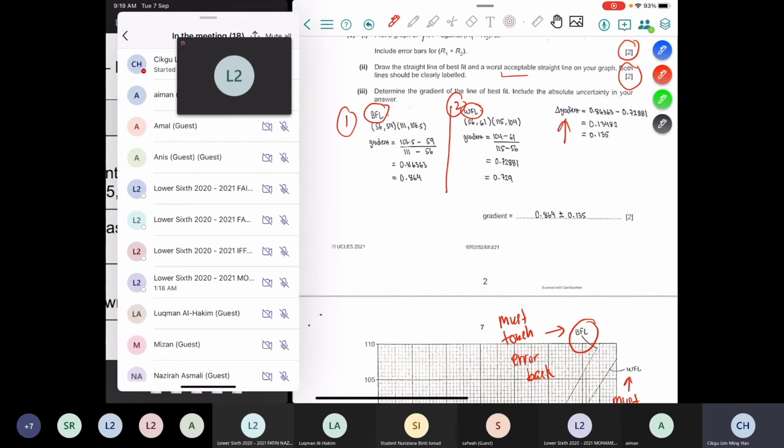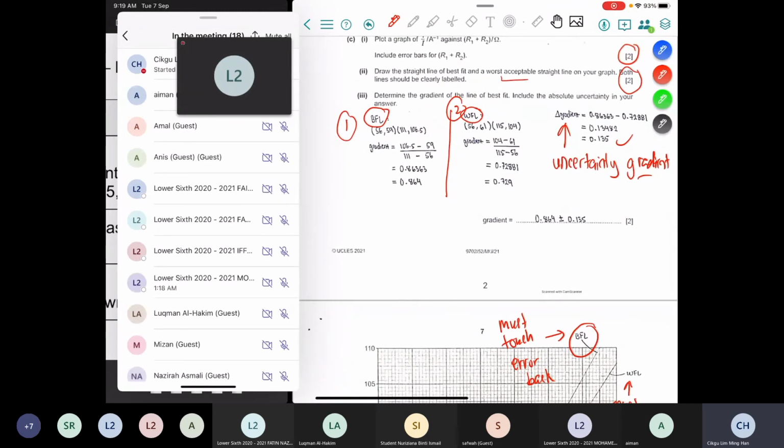This is called the uncertainty of the gradient. That's why you must get this. So for Fatin here, maybe I add on a bit. If possible, add the modulus. Why do I need to add the modulus here? Because sometimes one is bigger than the other, and then you have a negative sign. By using a modulus, you don't need to worry about whether it's a positive or a negative sign. We just want to find the change in the gradient only. So no problem here. Fatin got all this done nicely.